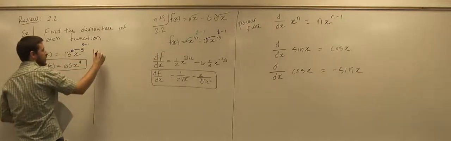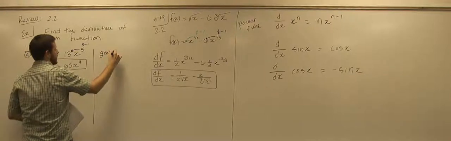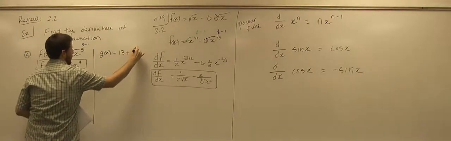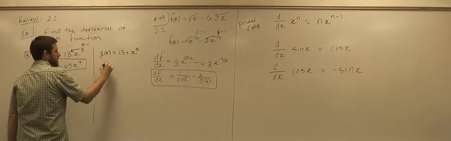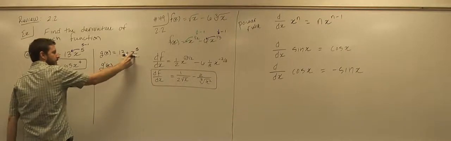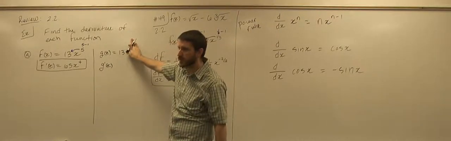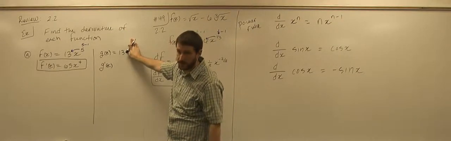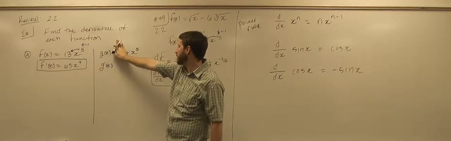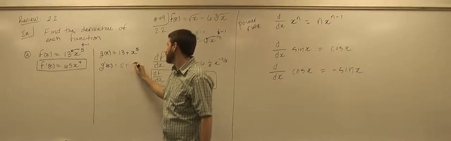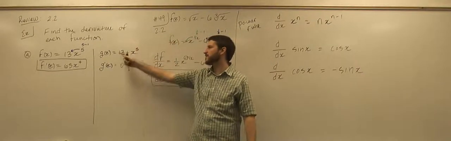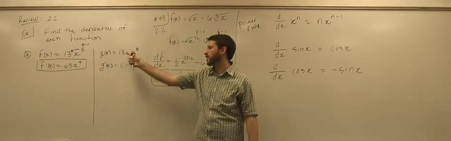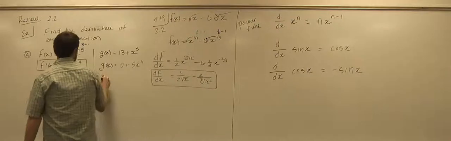What changes if I give you something like this? 13 plus x to the 5th. Is that the same idea? No. Totally different. What's the derivative here? Because this is connected by addition, you take the derivative separately. So you have to take the derivative of 13, which is a constant, so you get 0. Derivative of a constant is 0. Then you take the derivative of x to the 5th, which is 5x to the 4th. So when it's connected by addition, you take the derivative separately, which gets your constants to go to 0. So g prime here would be 5x.